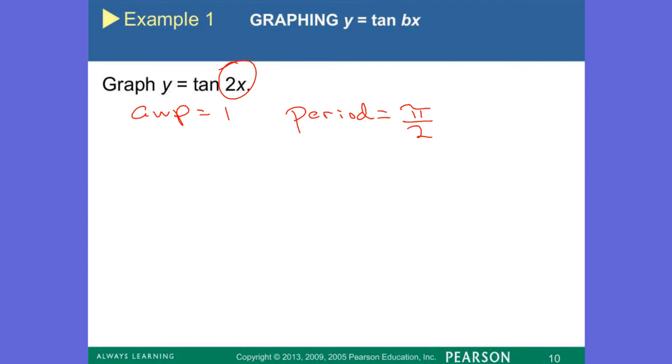All right. So now the period's going to be 2 pi. Now we're going to change this up. What is my b value? 2. Okay. My b value is 2. So now we're going to do our asymptotes first. We're going to graph the asymptotes.